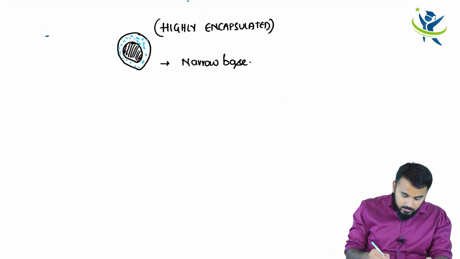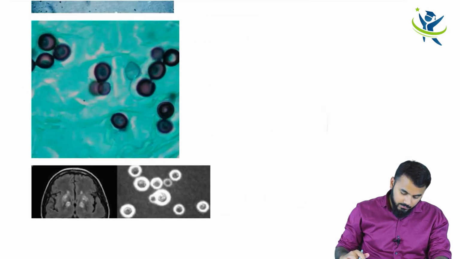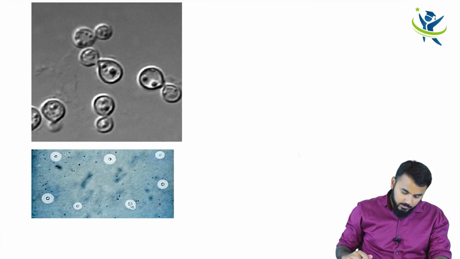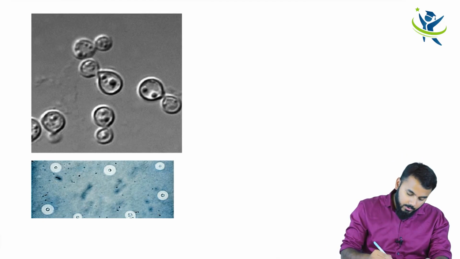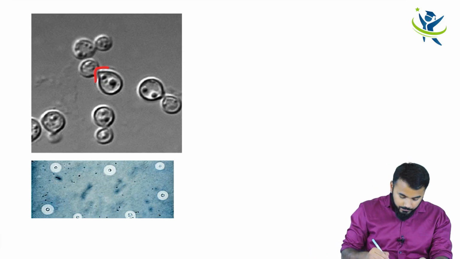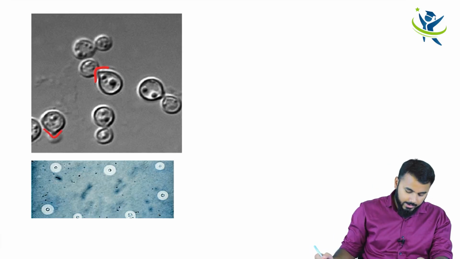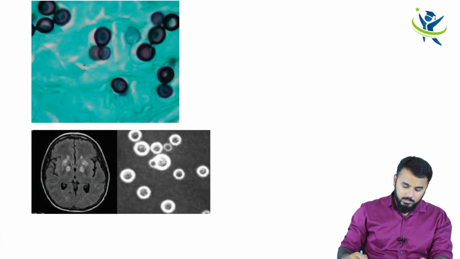Now let me show you the picture of this. Look at the first picture here. So this is Cryptococcus neoformans, and look at the tip of that. The tip is a little bit narrow like this. So even here the tip is a little bit narrow. That's what I was telling you.